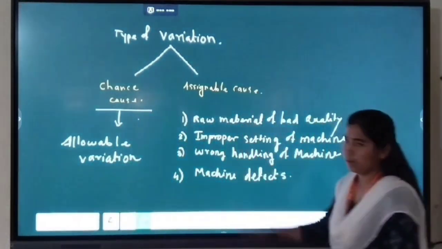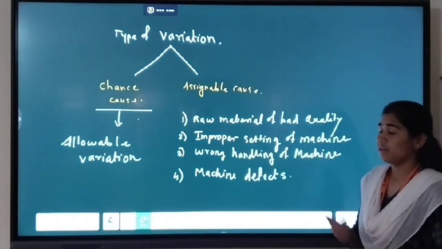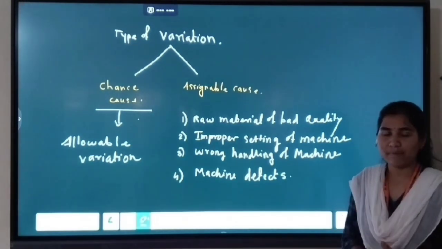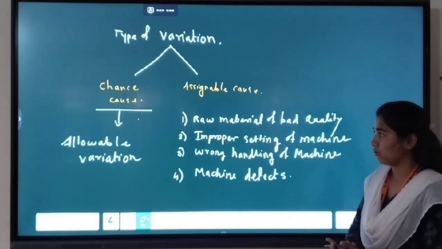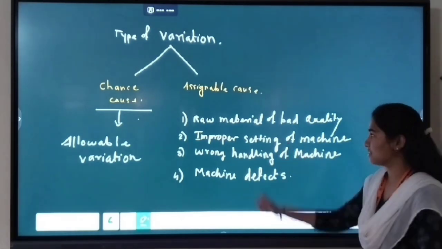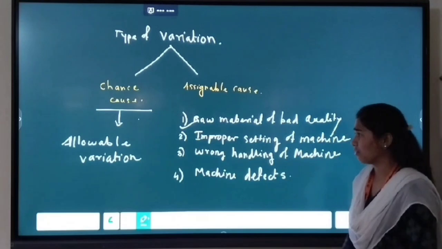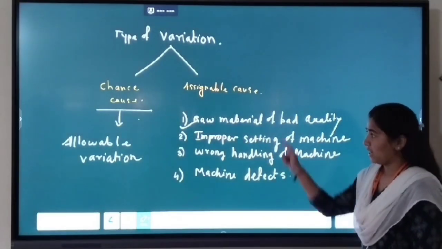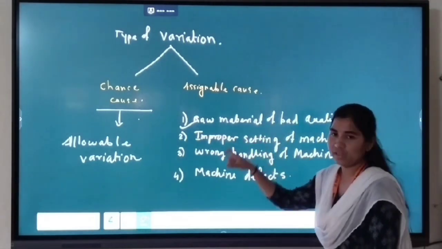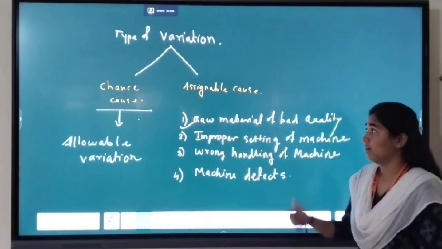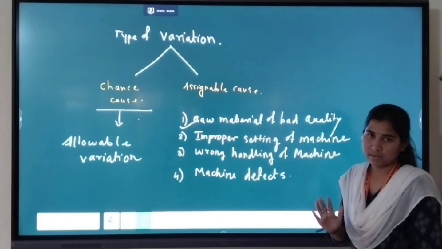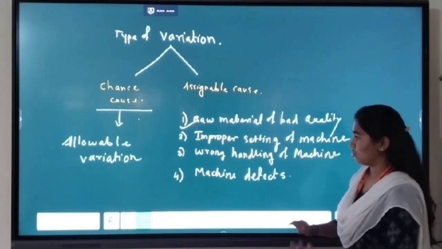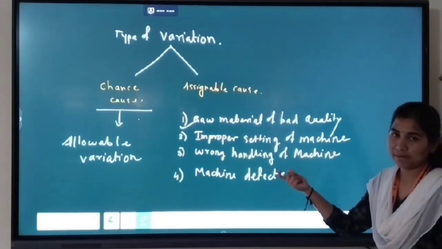Next one is assignable cause. Assignable cause is a non-random type of variation which is present in the manufacturing process in a systematic way, so it is called assignable cause. Assignable causes include factors like raw material of bad quality, improper setting of machine, wrong handling of machine or machine defects. If any of these factors are included in the manufacturing process, then we conclude that an assignable cause is present and affects the manufacturing process. So next, we have to control that type of causes.